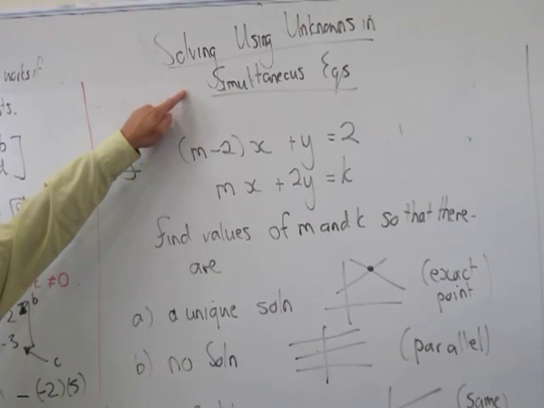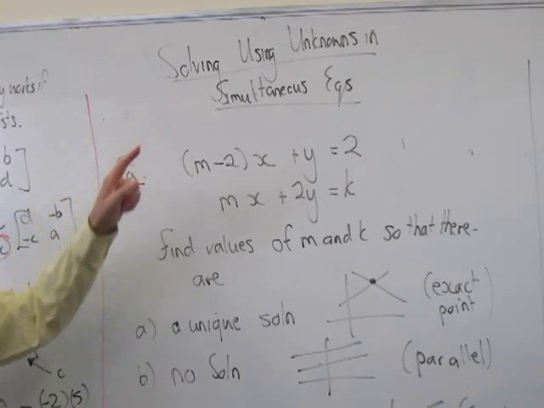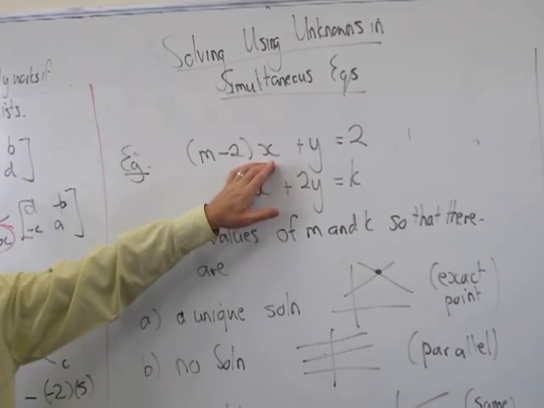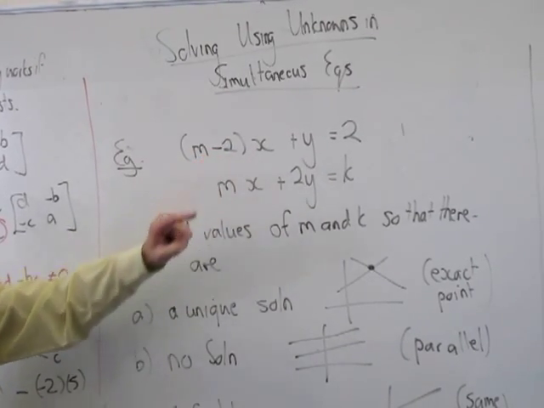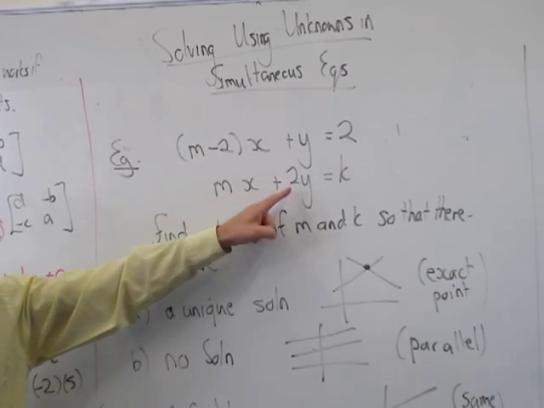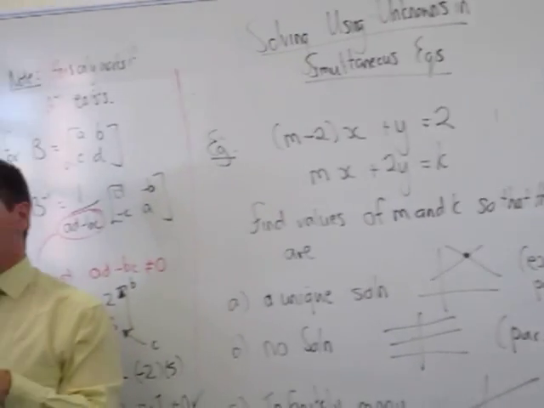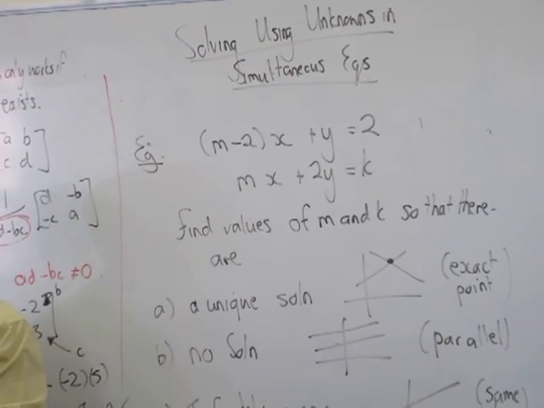Right, what we're going to do is look at solving using unknowns in simultaneous equations here, okay? So this is really different. Instead of just having 3x plus 2y or just some numbers out the front, what we've actually got is letters. So there's m take 2 there, there's an m there, there's a k here, okay? So it's very different. So what you need to realise is when there's letters, all of a sudden we have to start looking at all the possibilities.